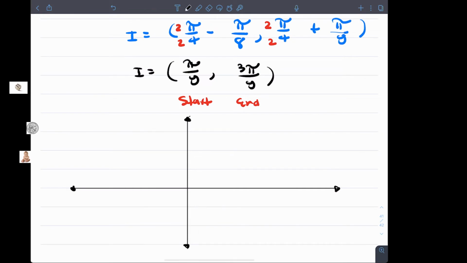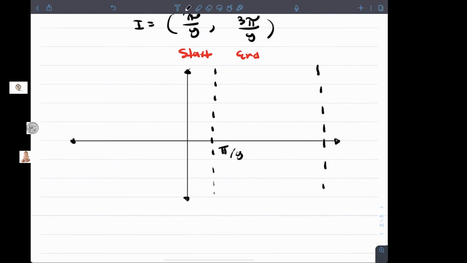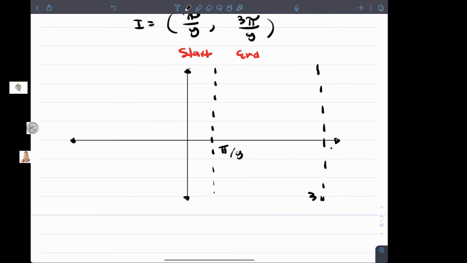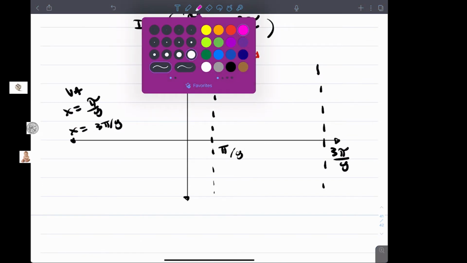So we start where? What do you guys know? We have to start where pi over 8 is, right? This is pi over 8. Draw your vertical asymptote. And then over here is going to be what? You can put it up here. It's good to notate the vertical asymptote. X is pi over 8, X is 3 pi over 8. So remember, this is that interval of one cycle.